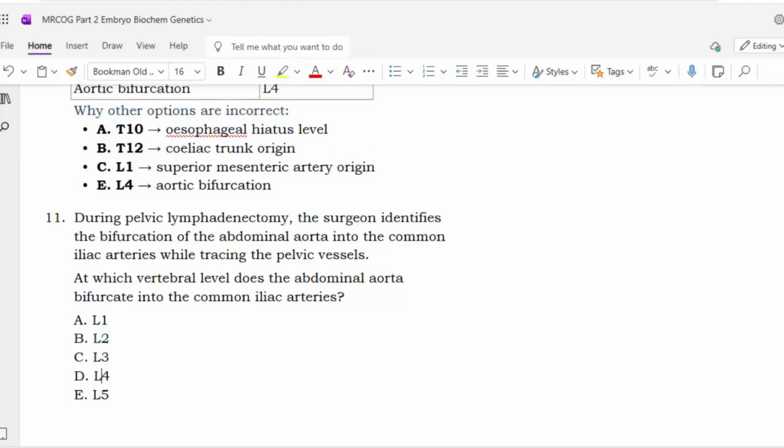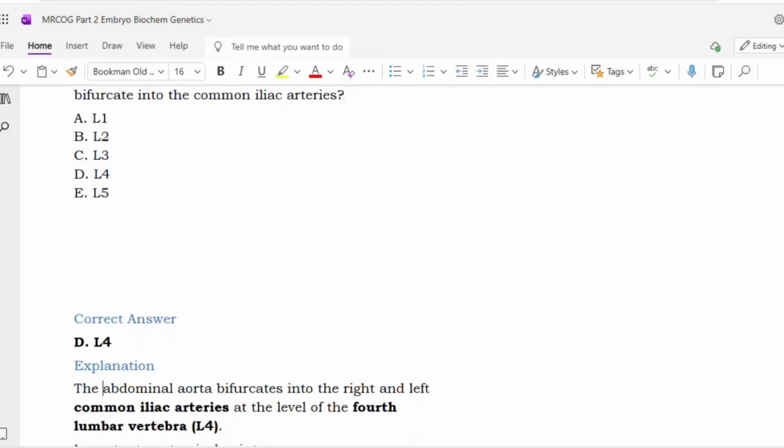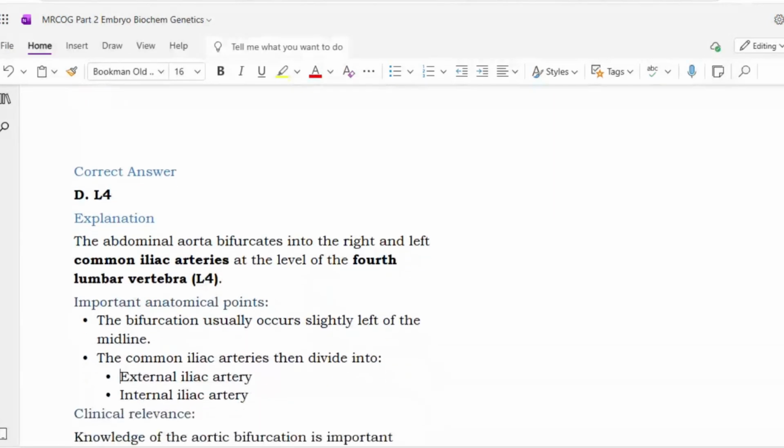During pelvic lymphadenectomy, the surgeon identifies the bifurcation of the abdominal aorta into the common iliac arteries while tracing the pelvic vessels. At which vertebral level does the abdominal aorta bifurcate into the common iliac arteries? So it is L4, option D. So aortic bifurcation into two common iliac arteries is at L4.